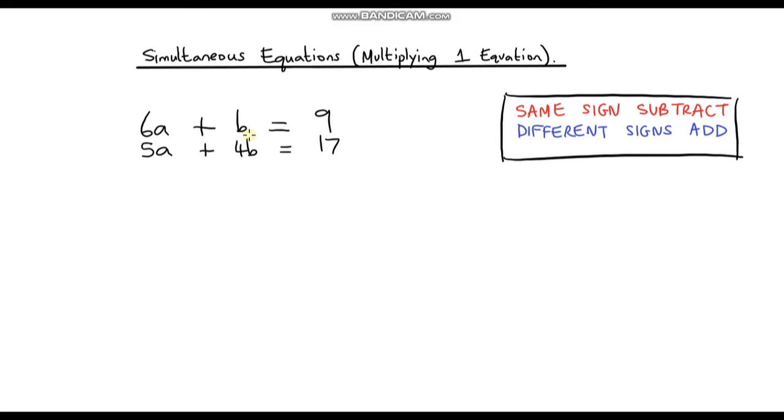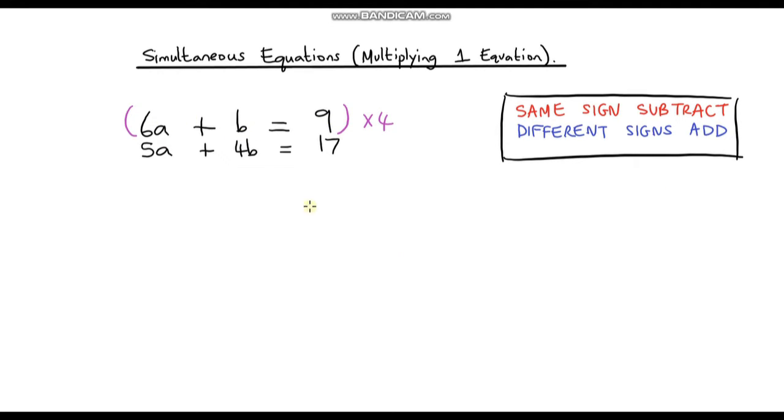Now, I've got b here, so this is just one b, and I've got four b's here. So in order to have the same number of b's, what can I do? Well, I can multiply this whole top equation by 4, and that's going to give me 4b's. So if I multiply the left-hand side by 4, I'm obviously going to have to multiply the right-hand side by 4. But that's okay, as long as I'm doing the same to both sides.